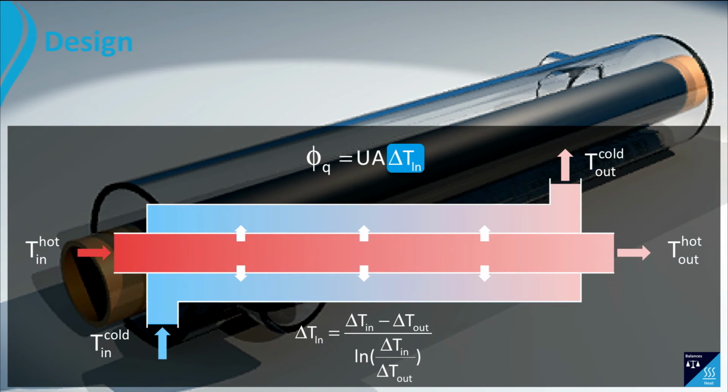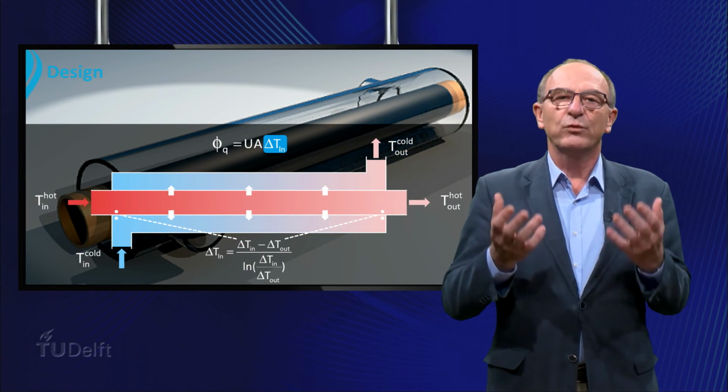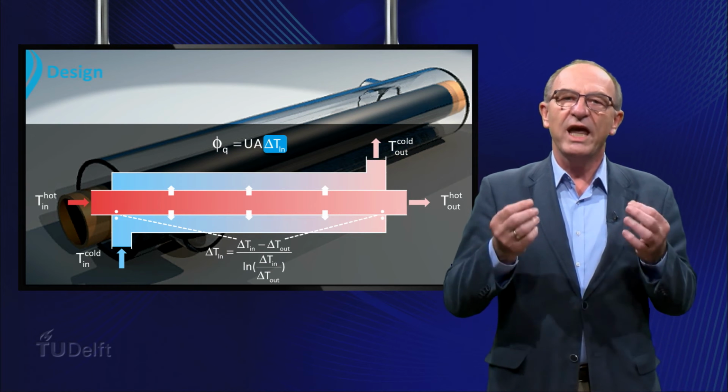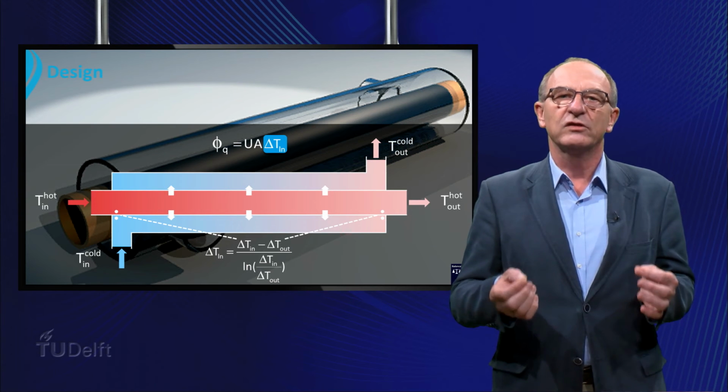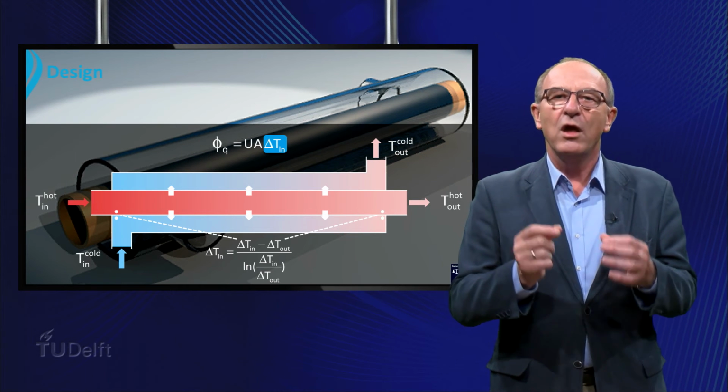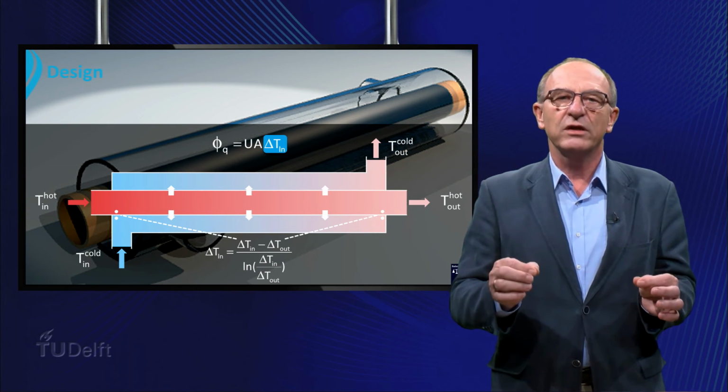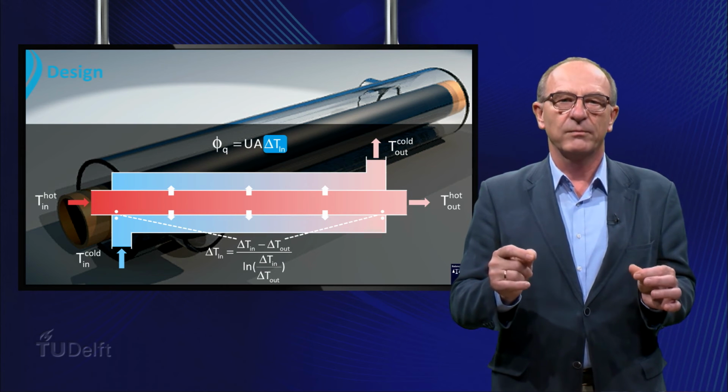Δ_in represents the temperature difference between the hot and cold fluid at the inlet, and Δ_out represents the temperature difference between the hot and cold fluid at the outlet. Summarizing, we can say that with the thermal energy balances and the equation we describe the heat transfer process between the hot and the cold fluid. We are able to obtain the surface area and the length of the heat exchanger.